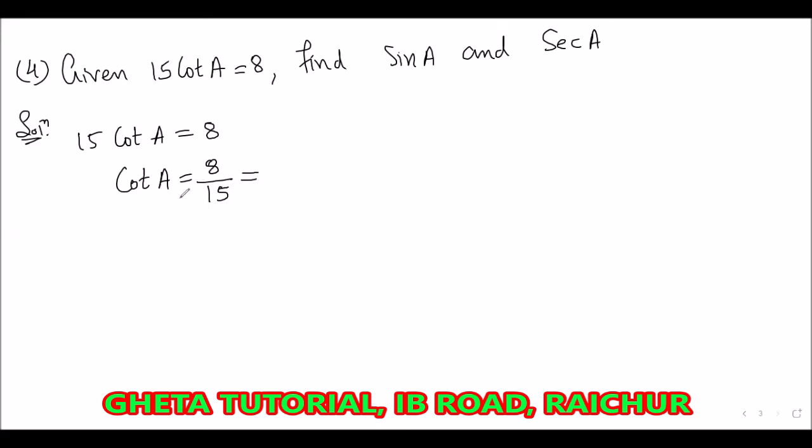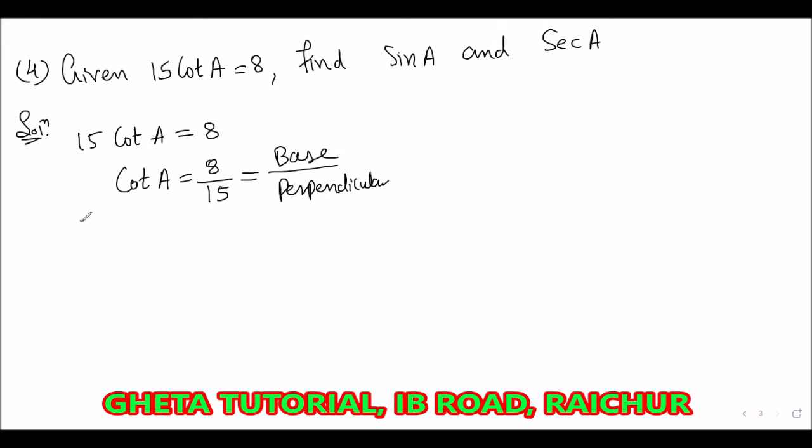Cot means what? It is the reciprocal of tan. So tan is nothing but perpendicular by base. So you have to take the reciprocal now, and base by perpendicular will come for cot A. Cot A is base by perpendicular.